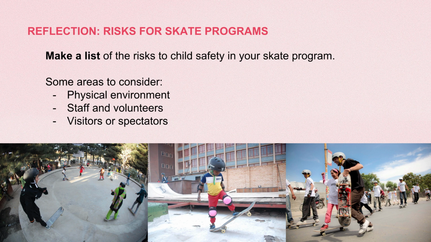Also staff and volunteers. We just talked about recruitment. So what are potential risks that you see with the current model that you have in terms of getting people to help teach the programs? Also visitors or spectators, so making sure that children are safe from any strangers in the area. You see in the photo in the bottom left that we were doing skate sessions in Kabul in a public fountain, so there were always people around watching. And it was important for us to make sure we had enough of a teacher to student ratio to be able to keep our eyes on everybody and make sure that everyone was safe.